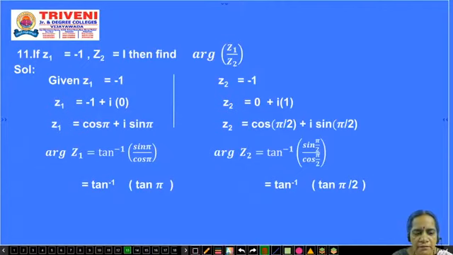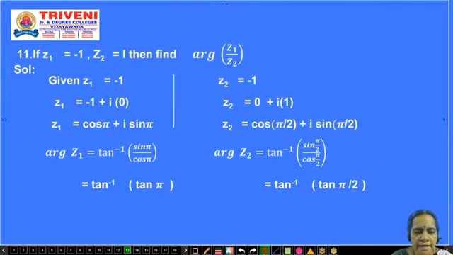Arg of z1 is equal to, already you know the formula, tan inverse of imaginary part by real part. What is the imaginary part here? Sin pi. What is the real part here? Cos pi. Sin pi by cos pi means tan pi. Then what we get here? Tan inverse of tan pi.